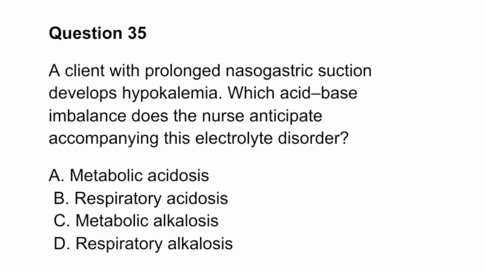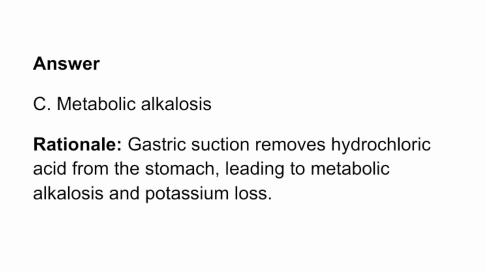Question 35. A client with prolonged nasogastric suction develops hypokalemia. Which acid-base imbalance does the nurse anticipate accompanying this electrolyte disorder? A. Metabolic acidosis. B. Respiratory acidosis. C. Metabolic alkalosis. D. Respiratory alkalosis. Answer. C. Metabolic alkalosis. Rationale. Gastric suction removes hydrochloric acid from the stomach, leading to metabolic alkalosis and potassium loss.